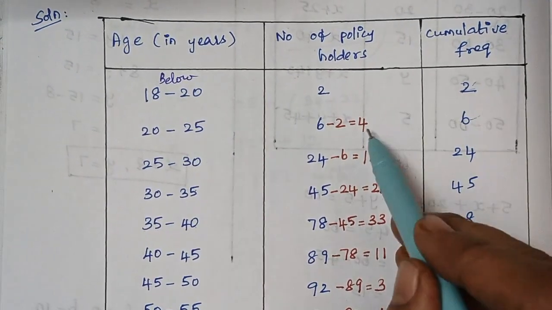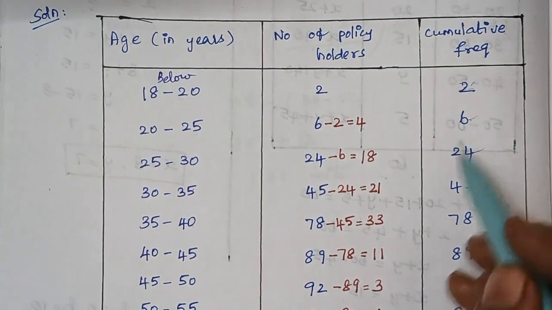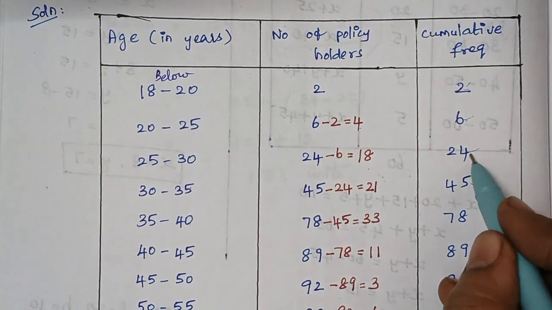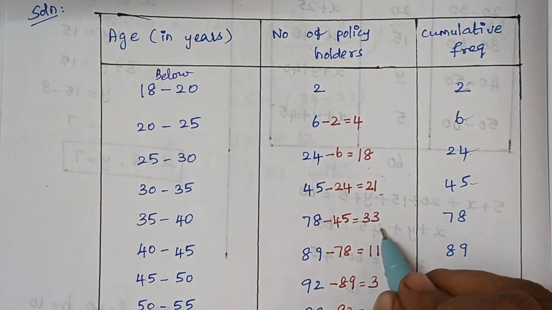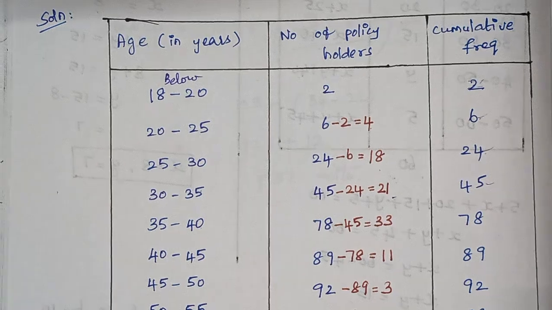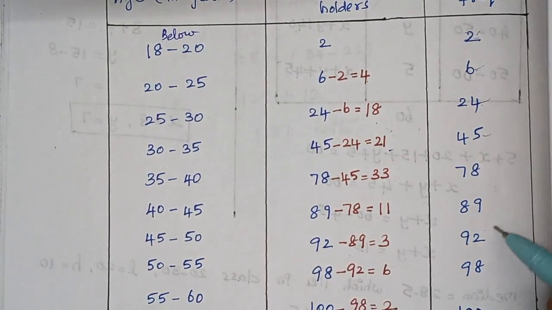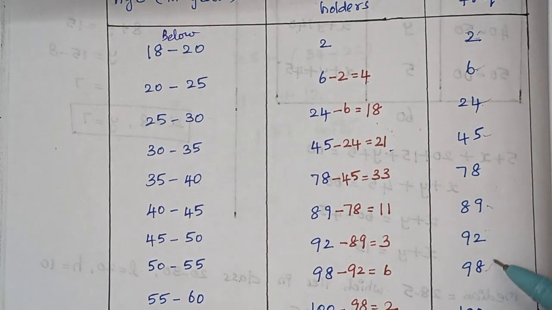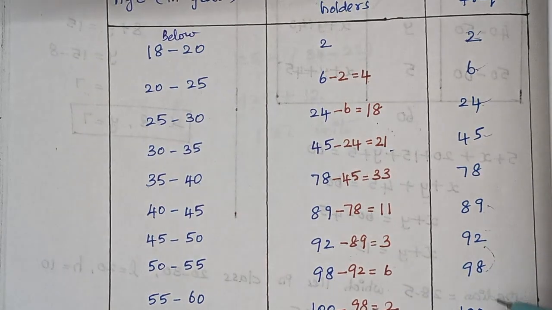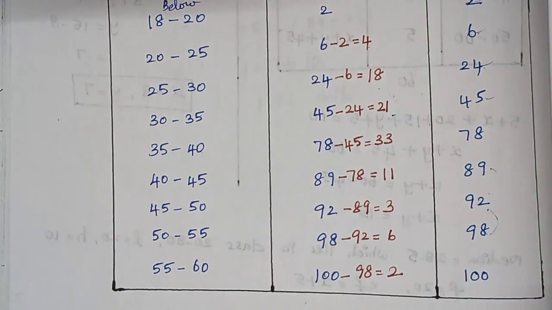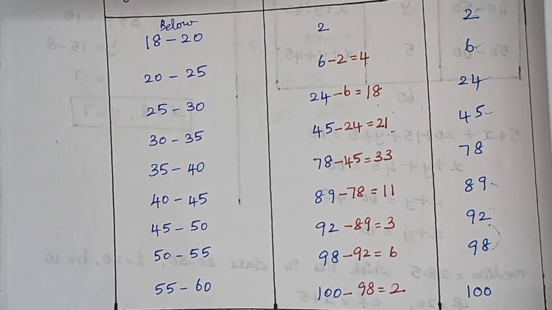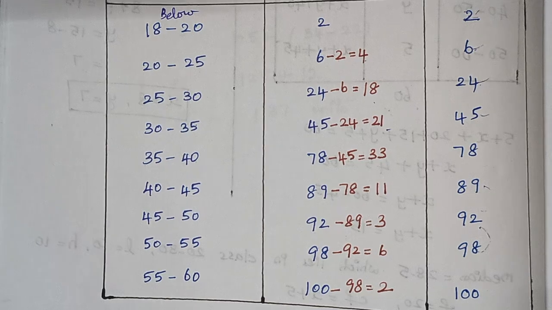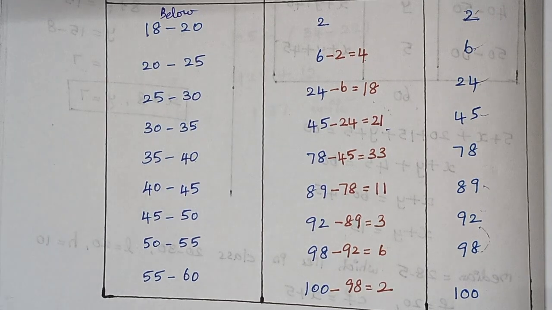So 6 minus 2 gives 4 and 24 minus 6 gives 18. Similarly, 45 minus 24 makes 21, 78 minus 45 gives 33, 89 minus 78 gives 11, 92 minus 89 makes 3, 98 minus 92 makes 6, and 100 minus 98 gives you 2. This is the way to calculate the frequencies. It is a must to calculate the frequency. Now we will proceed to calculate the median.